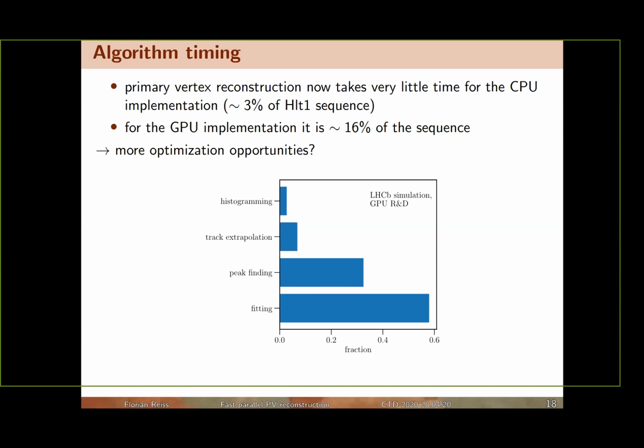And yeah, to further break down the timing, here you can see where the time is spent on the GPU for the primary vertex fitting in different parts. And you can see that, of course, most of the time is spent in the fitting as expected, followed by the peak finding, whereas the histogramming and extrapolation parts take little time, which means that we should try to optimize the peak finding and fitting part a bit more and try to make it faster.